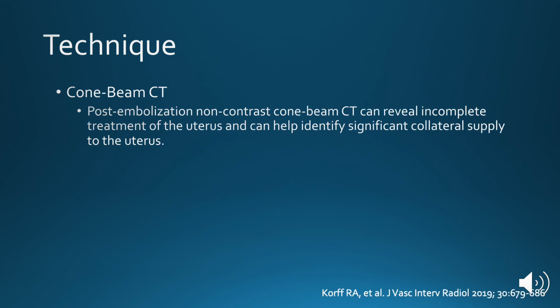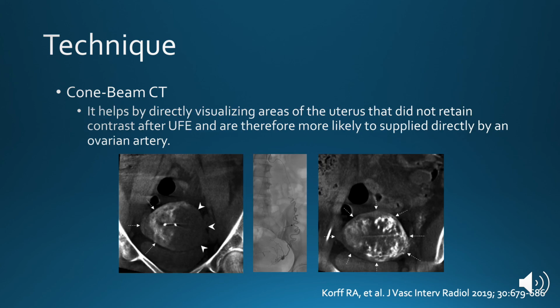Before finishing this lecture, I would like to make just a few comments on cone beam CT and its potential role in UFE. Some authors out of Montefiore in New York City have suggested that post-embolization non-contrast cone beam CT can be helpful to reveal incomplete treatment of the uterus, and it can help identify significant collateral supply to the uterus. It helps by directly visualizing areas of the uterus that did not retain contrast after UFE, and this may make it more likely that these areas of the uterus are supplied directly by an ovarian artery.